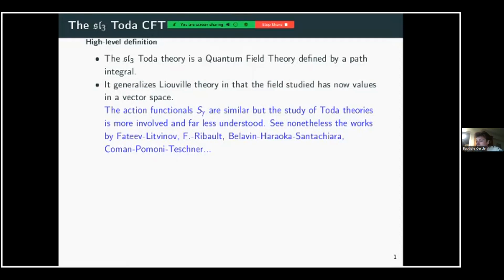But despite the similarities, the Toda theories are much less understood than the Liouville CFT. There have been a bunch of works in physics by all these people, but for these Toda CFTs, there are a lot of questions that are still not clear, not answered today, even in the physics literature.